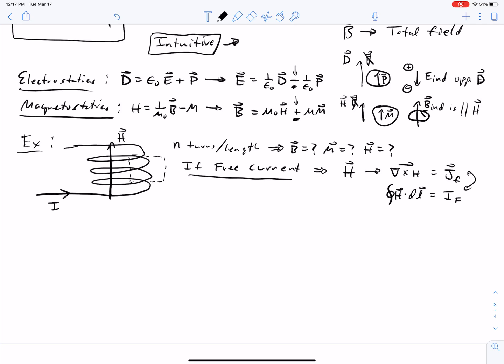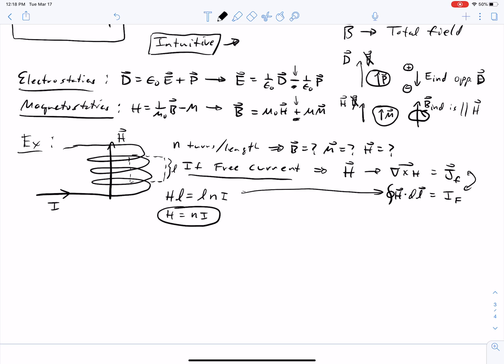So then from our Amperian loop, if this length is L, we have H L is equal to L times N times I, because that's the current enclosed. And so we have H is equal to N I. All right, so that's the H field inside.